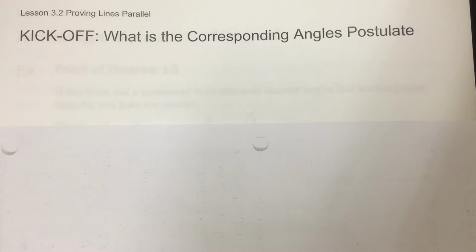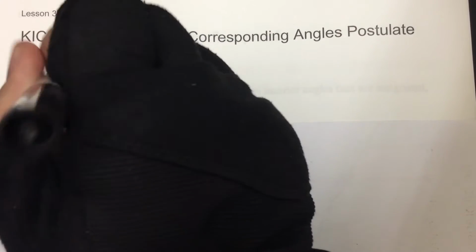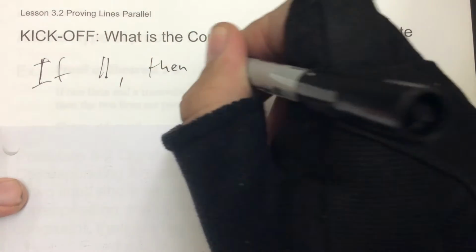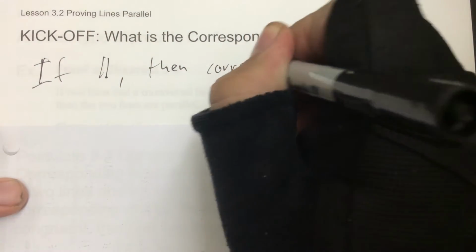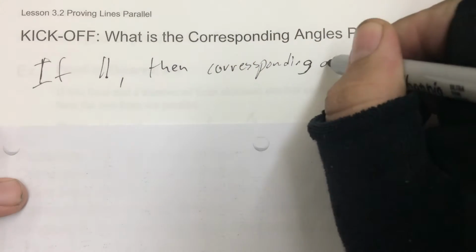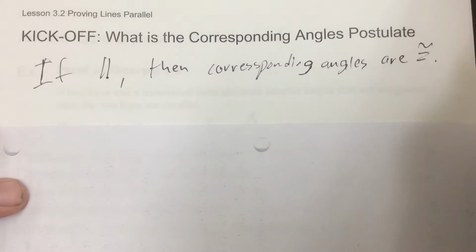So starting here with the corresponding angles postulate, if you think back, this is where we go pretty much if the lines are parallel, then corresponding angles are congruent. So if the lines are parallel, then we know corresponding angles are congruent. That was that corresponding angles postulate. So that's what we did the last time.